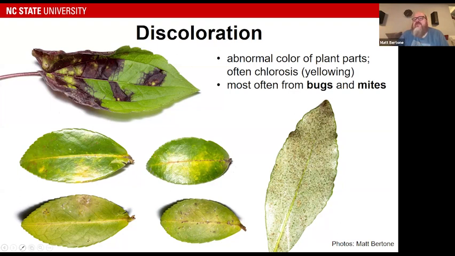And this is most often from, again, sucking arthropods like bugs and mites. Of course, thrips are down there on the right, but bugs and mites are the most common cause of discoloration on plants.